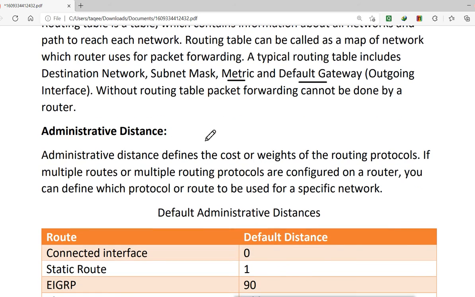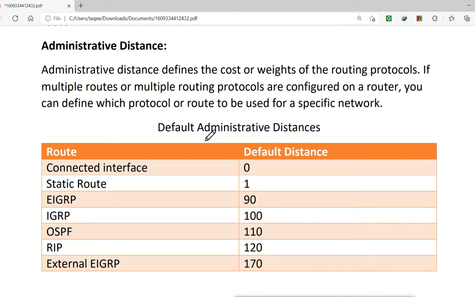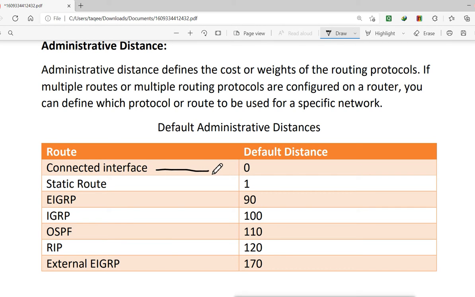Then the administrative distance. Now this administrative distance defines the cost or weight of the routing protocols. And if multiple routes or multiple routing protocols are configured on a router, you can define which protocol or route is to be used for a specific network. It is actually a specific number. These numbers are defined. You can say this is the default number and we don't change these numbers. These are defined, for example, for a connected interface. The administrative distance value will be 0.